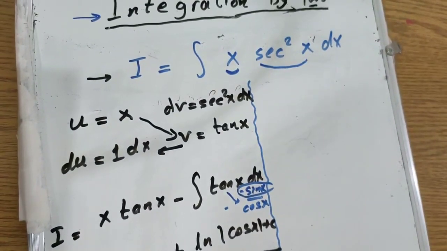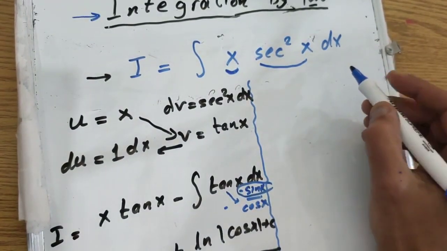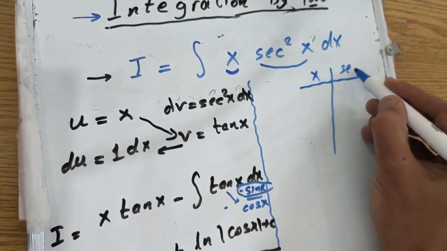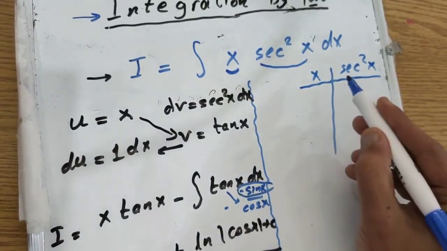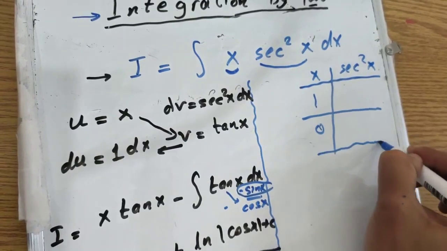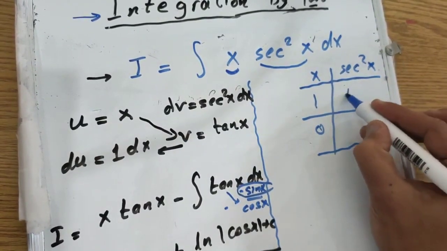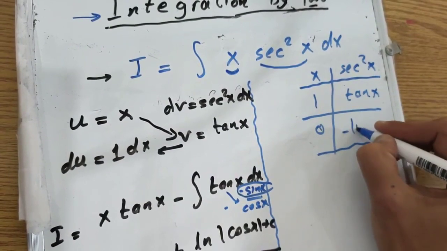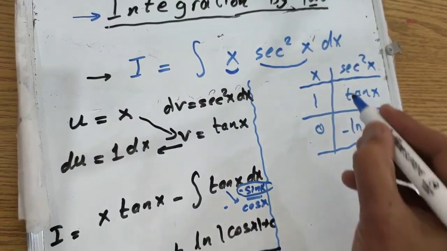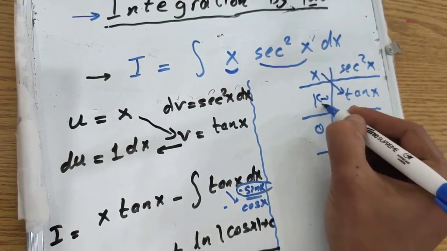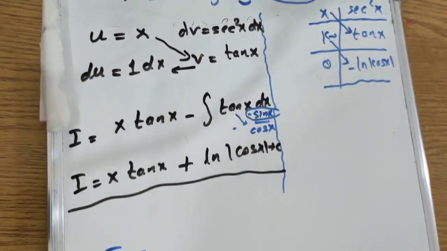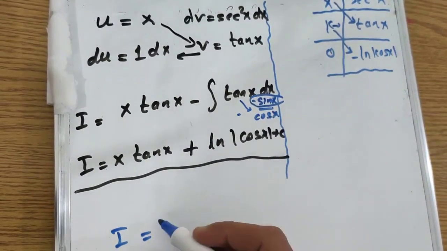Of course, for another solution, we can use the Tabular method and write x in the left column and sec square x in the right column, differentiating x until it becomes 0. So the first time it will be 1, the second time 0. Integrate sec square twice, so it will be tan x the first time and the negative ln cosine x or ln sec.